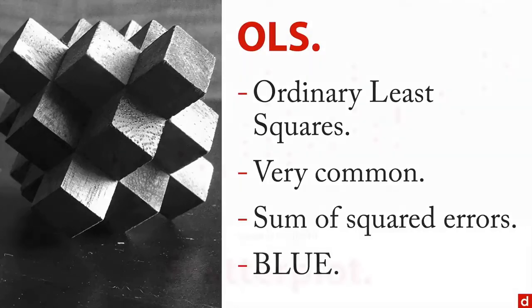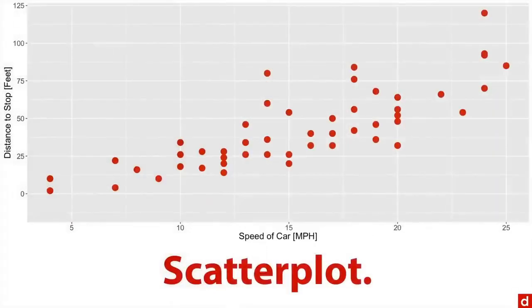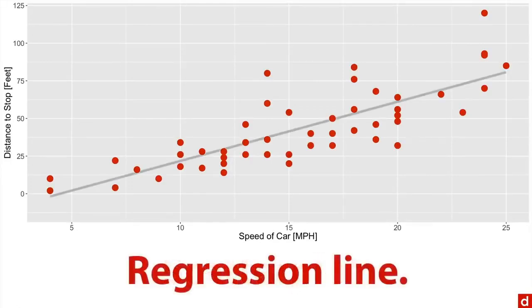Let me show you how that works. Let's take a scatter plot here of an association between two variables. This is actually the speed of a car and the distance to stop from about the 20s, I think. We have a scatter plot here, and we can draw a straight regression line through it.